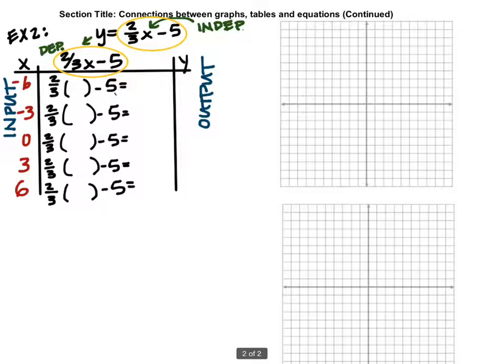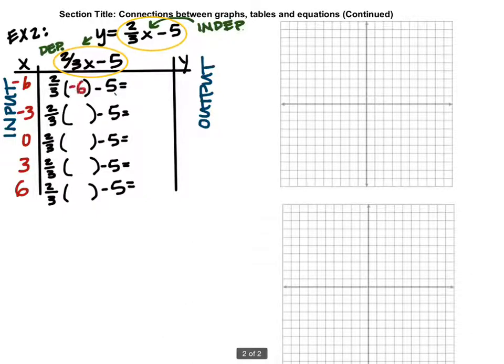Okay, so this is our skeleton of that function machine that we're working with. So each time we're multiplying by 2/3 with our input, and then subtracting 5, because order of operations tells me I need to multiply and then subtract. So in doing this, I'm going to now put in each piece. So we're going to start with that -6.